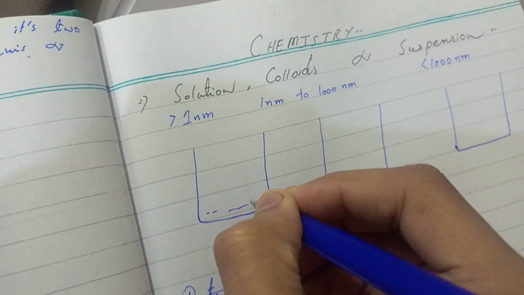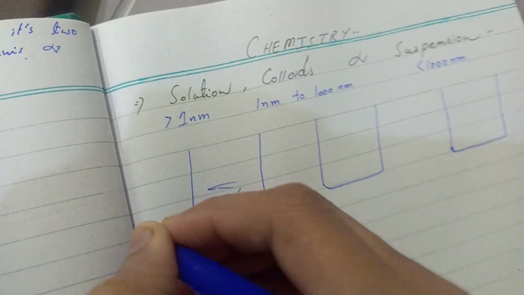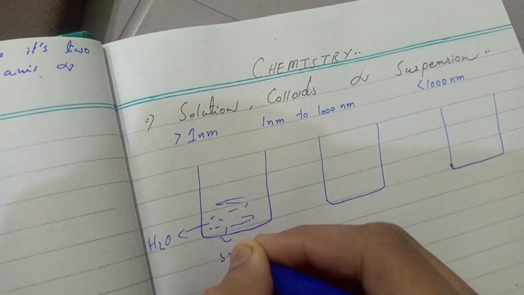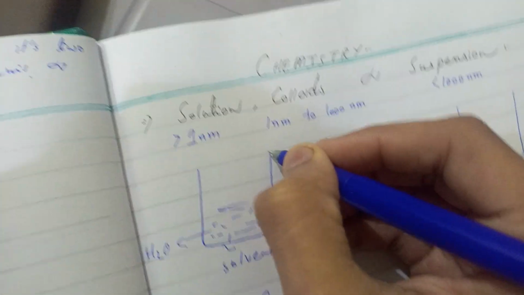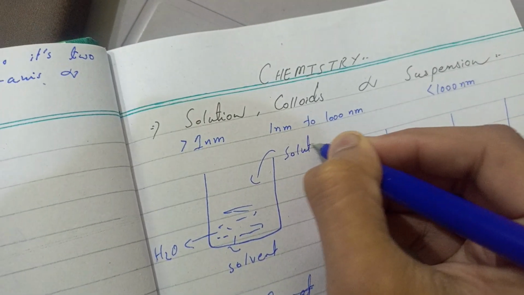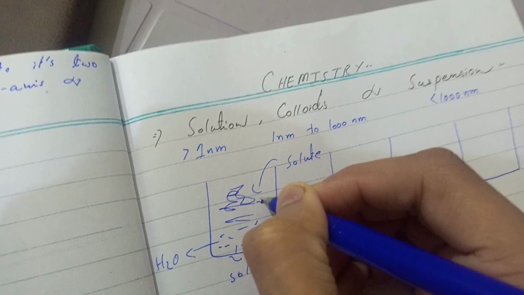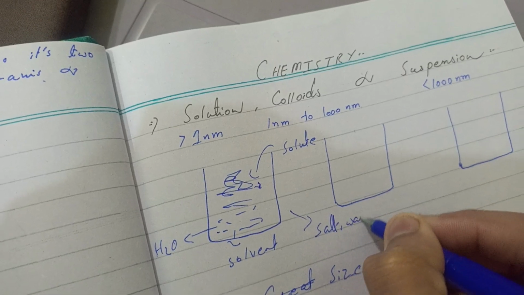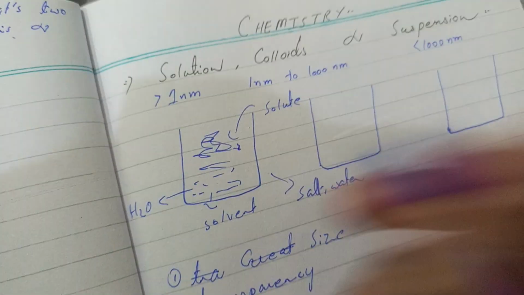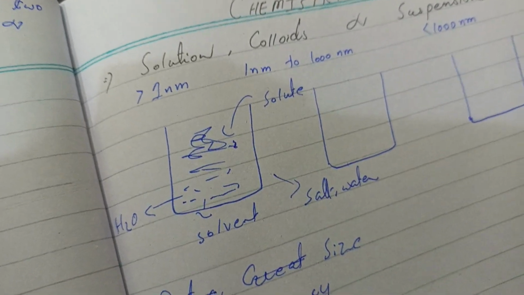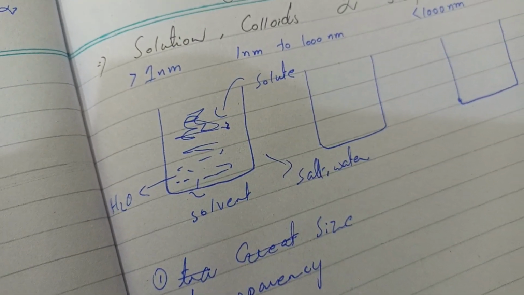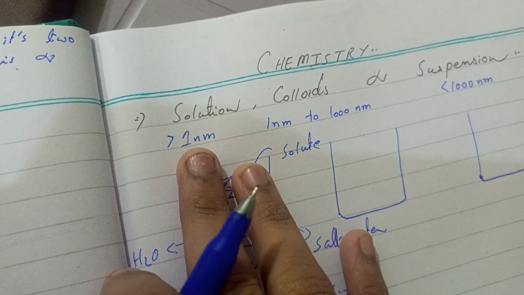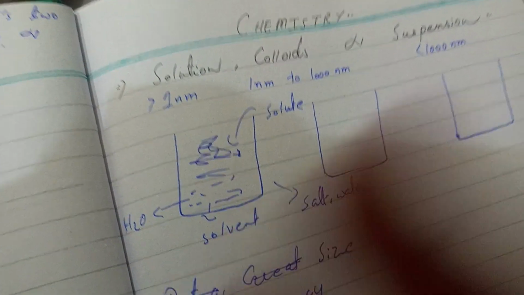For example, this is H2O, which is water, and this is the solvent, by the way. If you know the concept of solvent, it's good. And this is the solute. This is the salt. So salt plus water is the example of a true solution. When you take water and pour some salt in it, it will become a true solution. You can easily see through it. And the size, you should remember, is less than 1 nm for the particles.